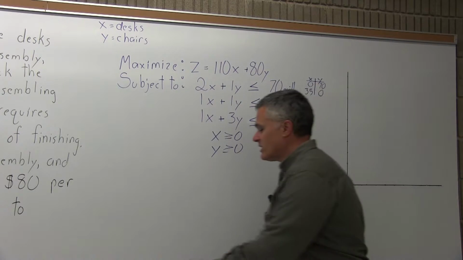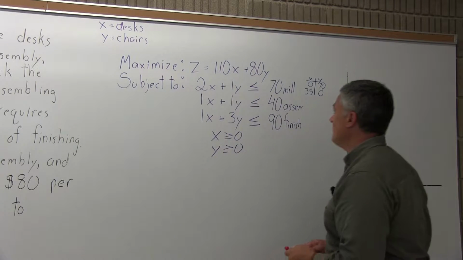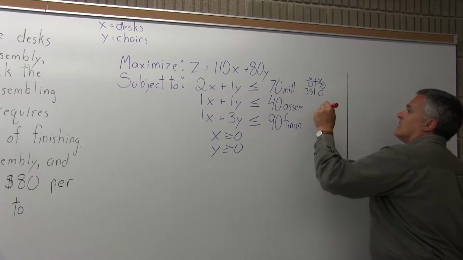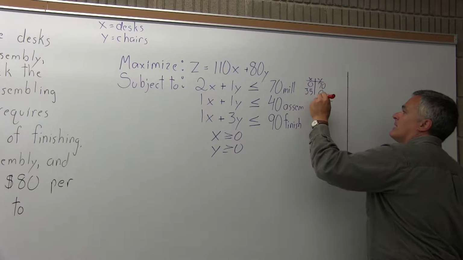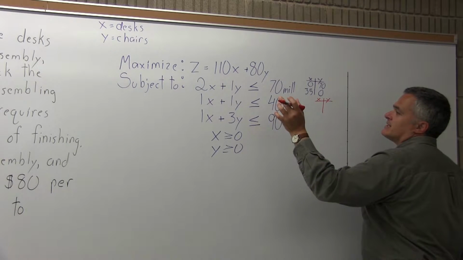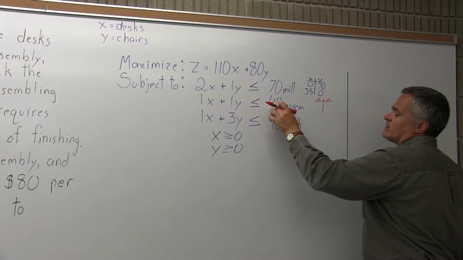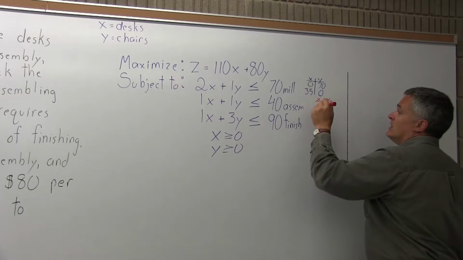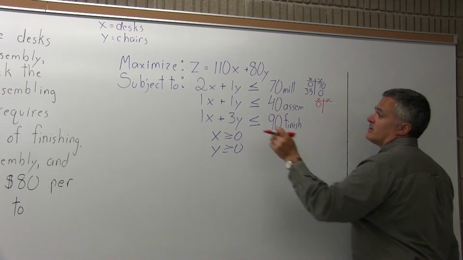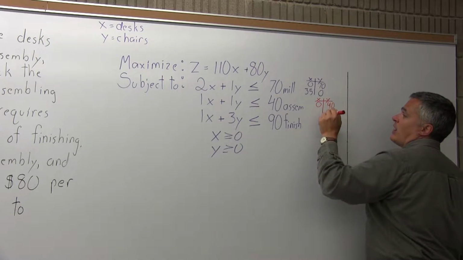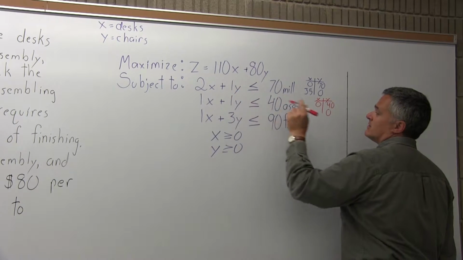I'll do the next one in red, the assembly constraint. So I'll make my little XY chart next to my assembly constraint. Again, I want to pretend instead of x plus y is less than or equal to 70, I want to pretend it's x plus y equals 70. So this one's fairly easy. If I zero out the x, I have y equals 40. And if I zero the y, I would have x equals 40.